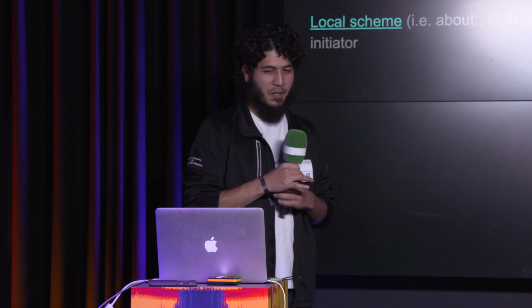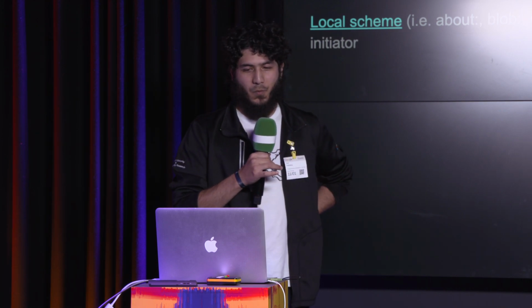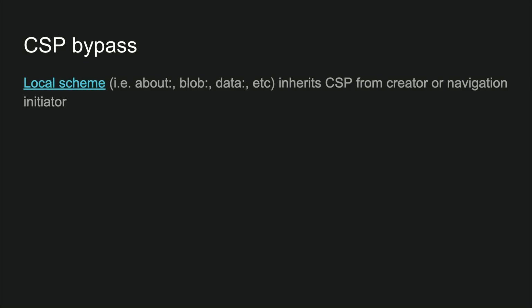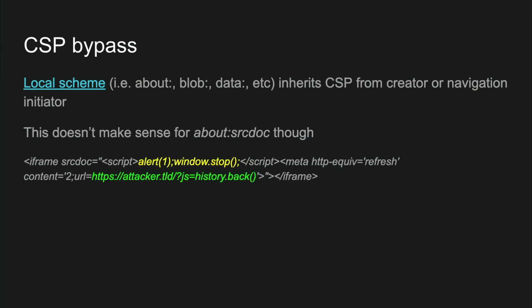So in CSP, there's a rule that local schemes should inherit CSP from the creator or navigation initiator. Local schemes are things like about, blob, data, JavaScript, those local schemes that are not remote, basically. But it doesn't make sense in the case of srcdoc, right? In an iframe srcdoc, if you try to get CSP from the navigation initiator, right?